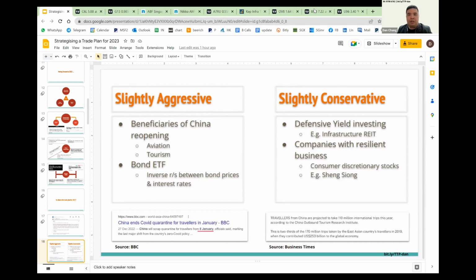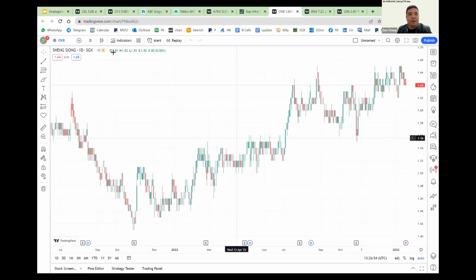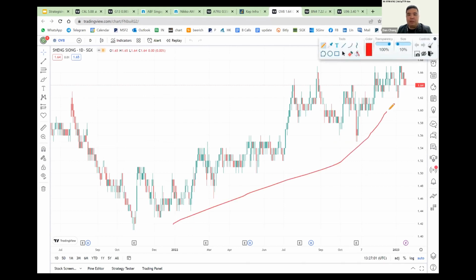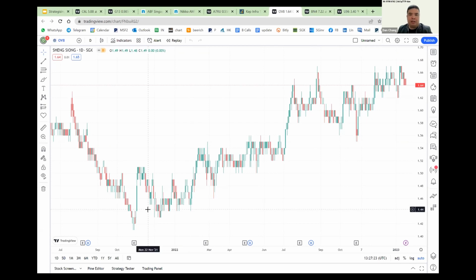It's consumer discretionary, and if you look at the chart of Sheng Siong, you will find that for the year 2022, instead of going down, it actually trended up. But do take note that because this is very defensive, the rise is not very big. The high is about 160 and the low is about 140, so it's only about a 20% rise. It's nothing to crow about, but what I like is that it's very resilient, even during a downturn.